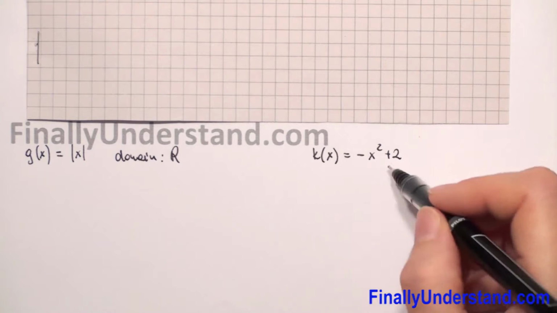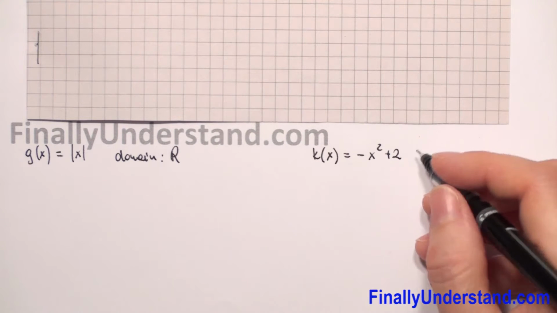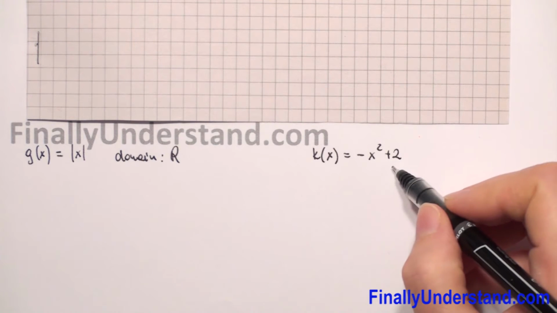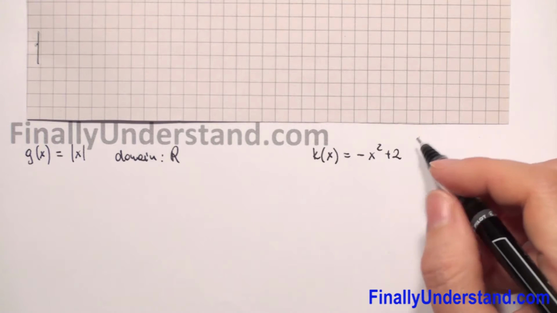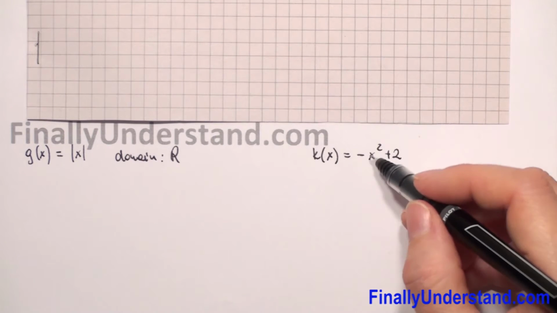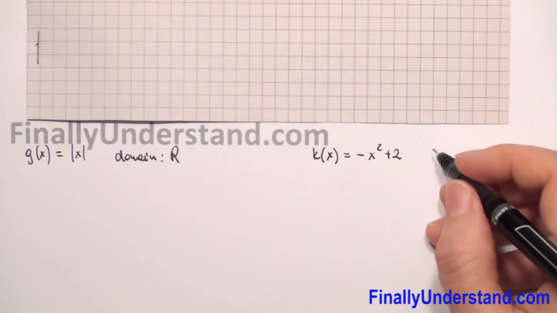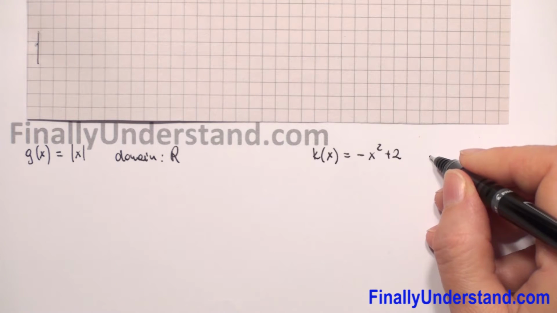and for the domain of our k function, what kind of operation do we have here? Squaring, so we can take to the second power every real number. So the domain of our k function is also all real numbers.